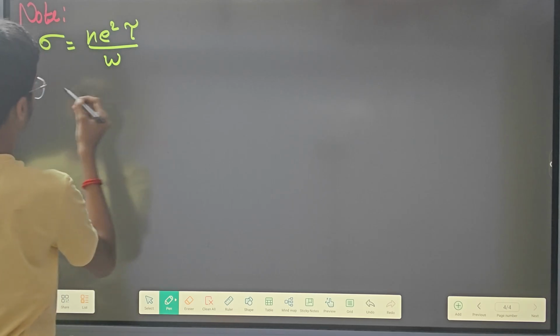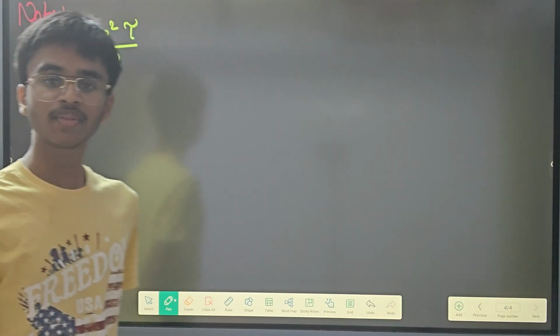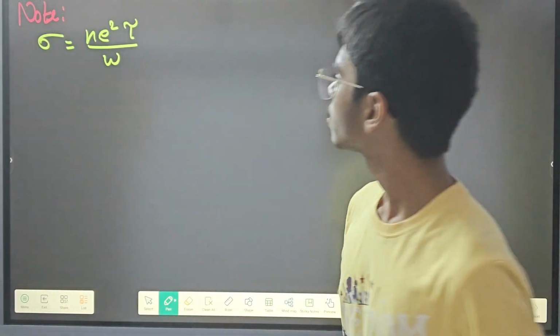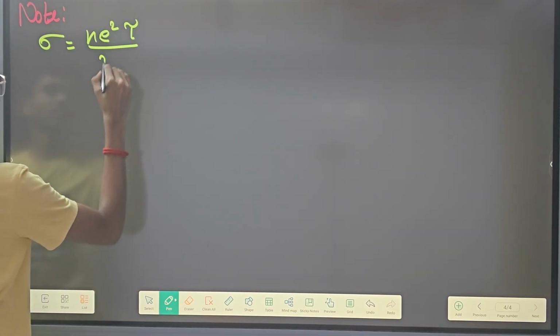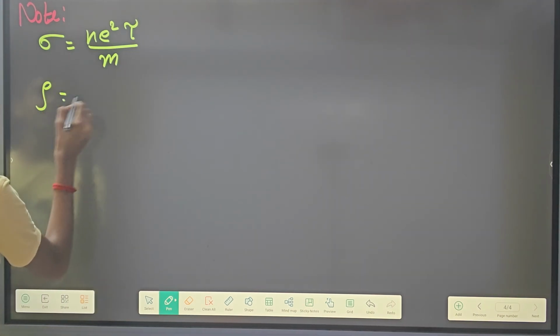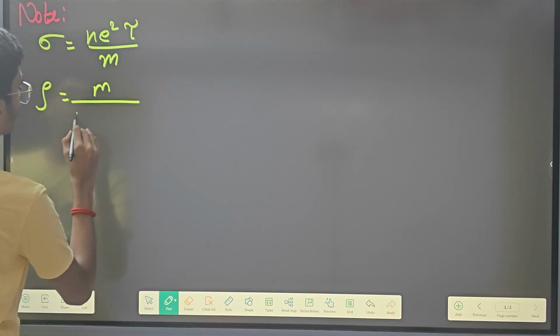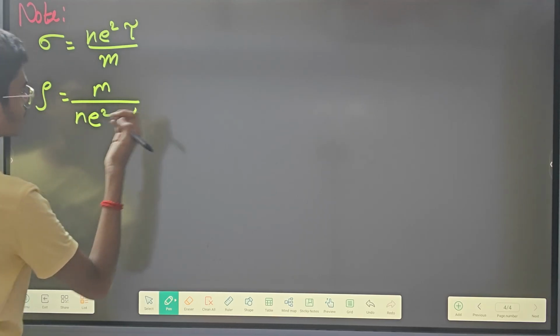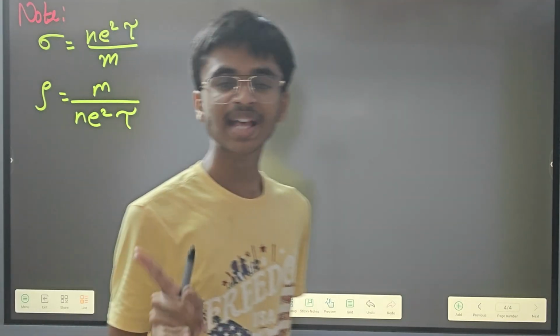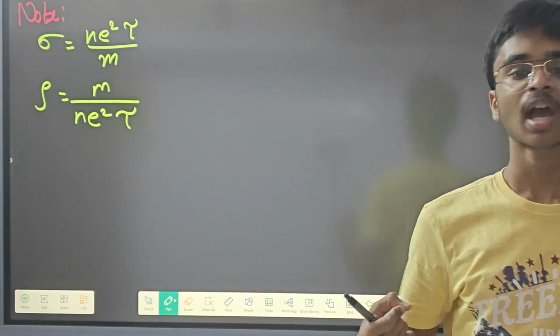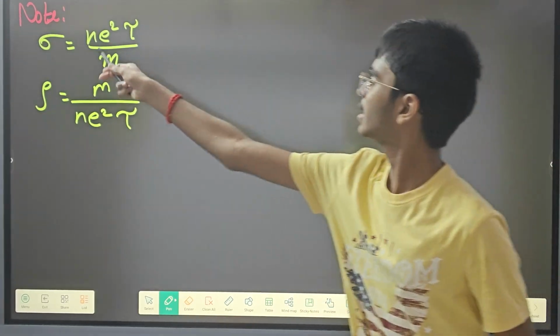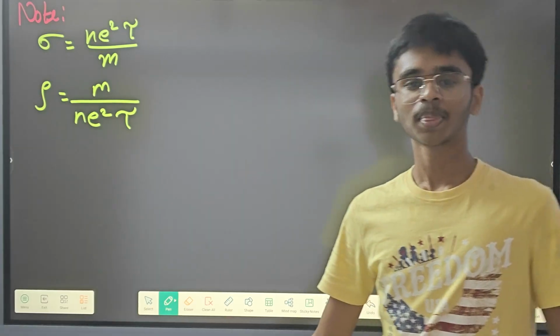Conductivity is the opposite term of resistivity. So resistivity is equal to m whole divided by ne squared tau. You have to remember this as n e tau by m, where for e alone you have to put square.